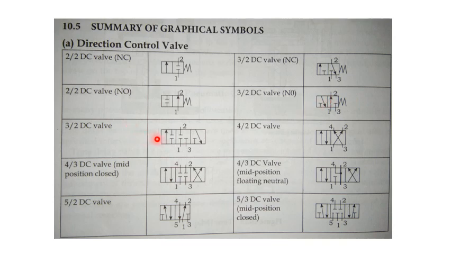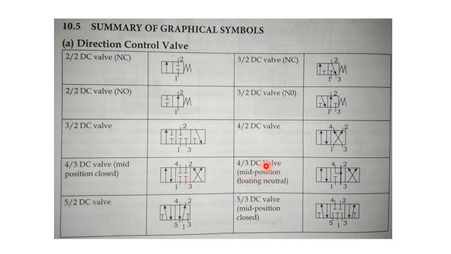Next, see here, it is not 3 by 2, it is a 3 by 3: 3 ports and 3 positions, so it will work only under the 3 ports it has, and it has 3 positions. In the mid configuration all the ports are closed. Next we have a 4 by 2, so here we have 4 ports in one position and it has 2 positions, called 4 by 2. Next we have a 4 by 3. In addition to this one, it has one additional position and the number of ports is the same. In the mid configuration all ports are closed.